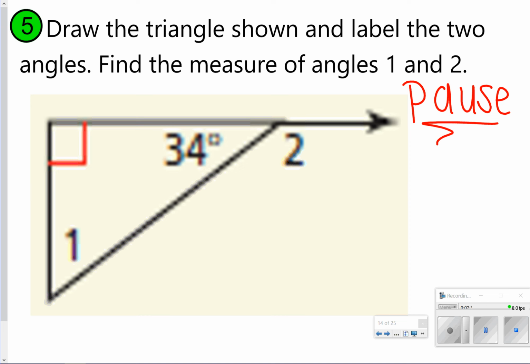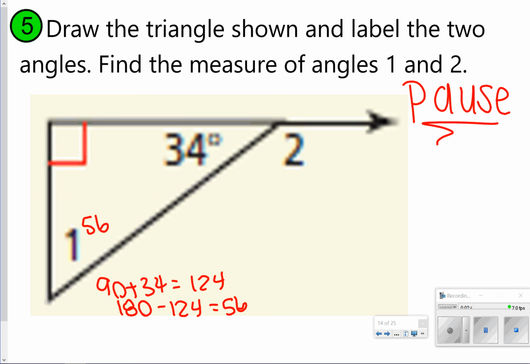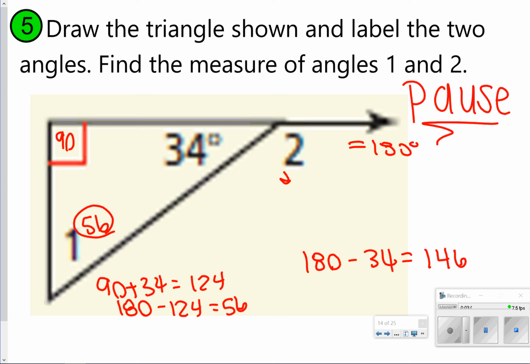For angle number 1, what I did first is added 90 plus 34, and I got 124. And then I just took 180 and subtracted 124, and I get 56. Okay, so 56 will be angle 1. Remember, this is 90 degrees. For angle 2, I just noticed that 34 and angle 2 make a 180 degree angle because it's a straight line. So I just took 180 degrees and subtracted 34, and I got 146. So angle 2 is equal to 146 degrees.